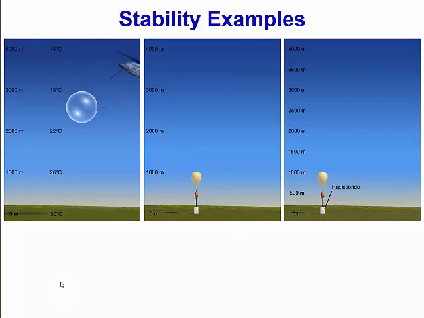So if we let go of that air parcel, it is stable, and it's going to want to sink back down to its original position, where it becomes the same temperature as the surrounding air. We won't be able to make a thunderstorm in this environment.